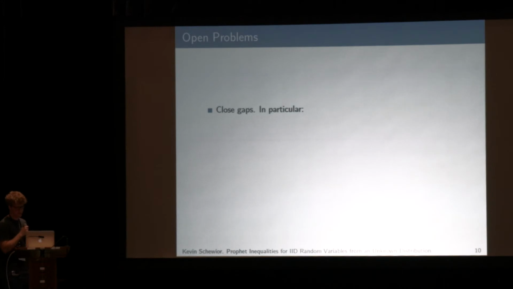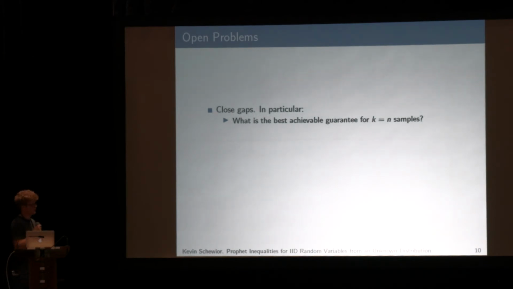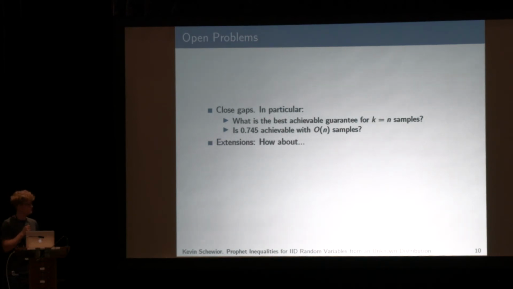So open problems. Obviously we'd like to close these gaps, but I want to point at two particularly interesting questions with respect to closing the gaps. It would be nice to know what the best achievable guarantee actually is when you have exactly as many samples as real values on which you can stop. Also, it would be interesting to know whether a linear number of samples suffices to get arbitrarily close to 0.745. And beyond that, one could extend to different distributions.